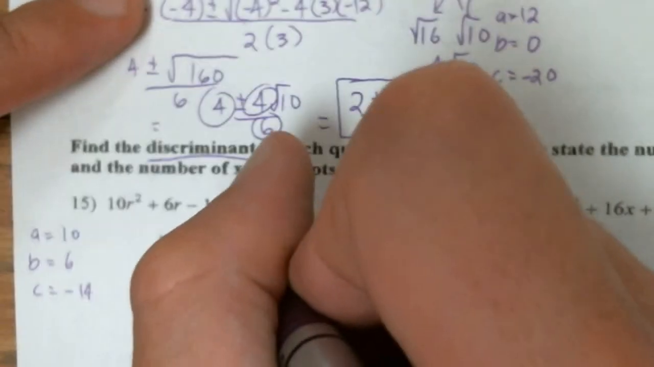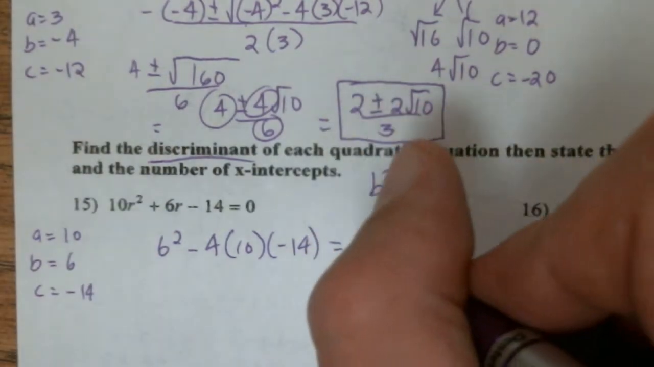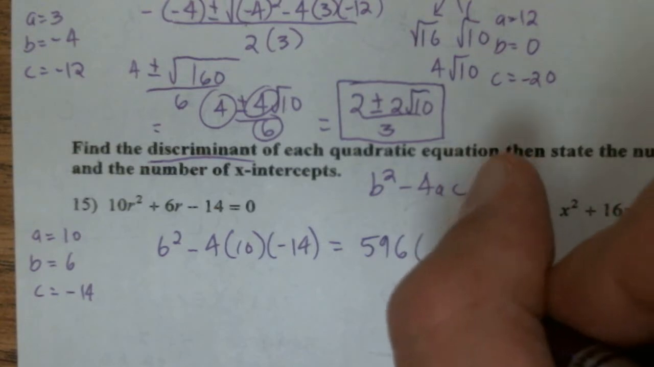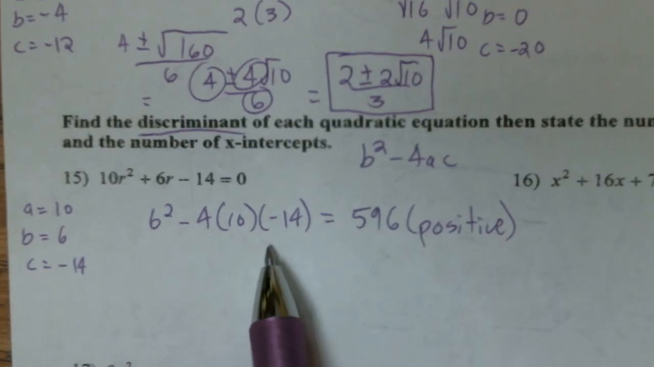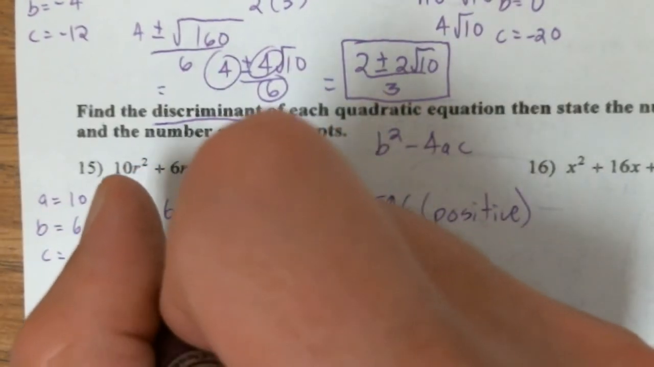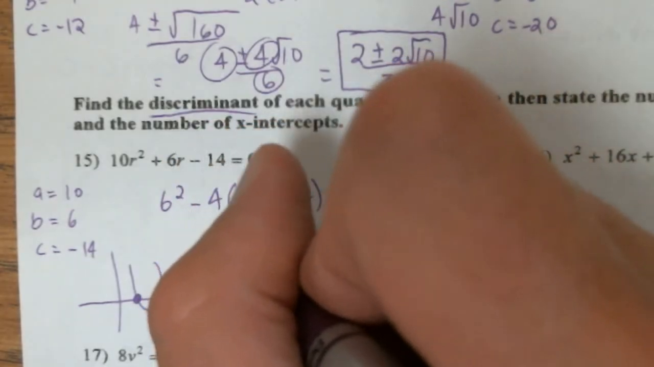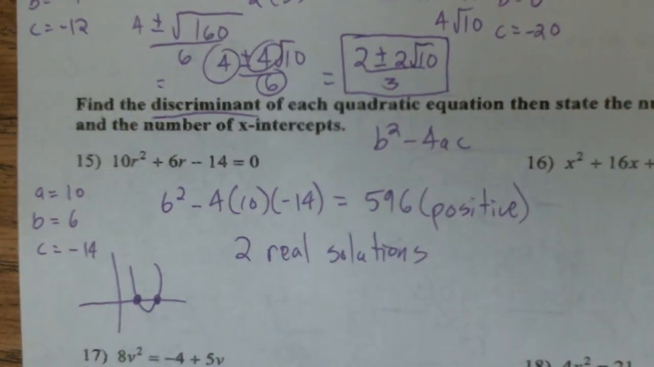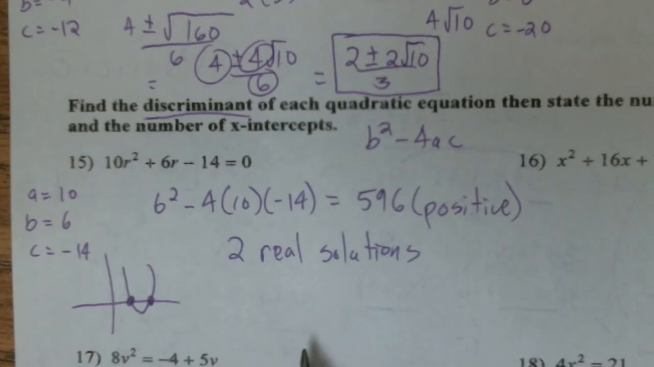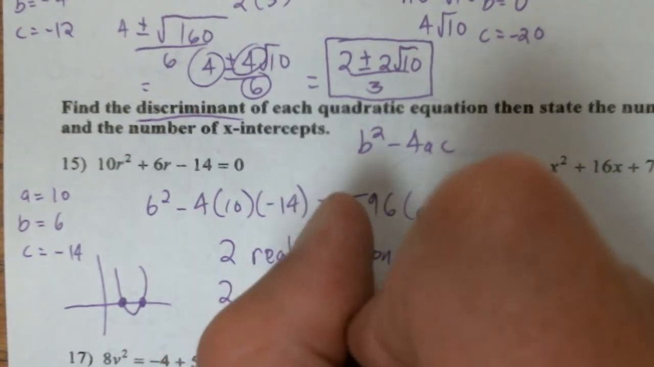So I'm just going to do b squared minus 4 times a times c, type all that into your calculator. That comes out to be 596, okay? So when the discriminant is positive, guys, go back and look at your notes if you need to, that means I am going to have a quadratic that's going to cross the x-axis in 2 spots. I'm going to have 2 real solutions or 2 real roots, however you want to write it. And the number of solutions will always equal the number of x-intercepts that you have. But on the quiz, I need you to write both of them. 2 real solutions and 2 x-intercepts.